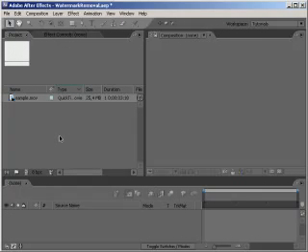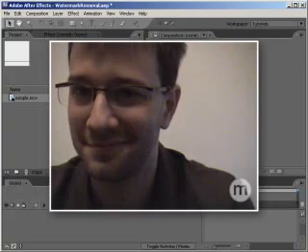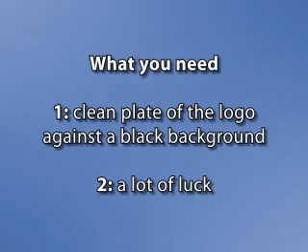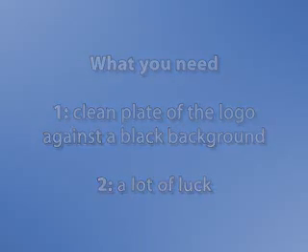So here I am in my After Effects and I have this footage, and as you can see we have a nasty watermark at the bottom. So how do we get rid of that? Basically you need two things. One, you need a clean plate with a watermark itself, and two, you need to be really lucky. In this example we have a clean plate, so we don't need to do any additional work.